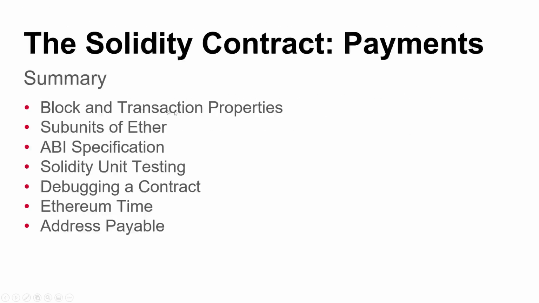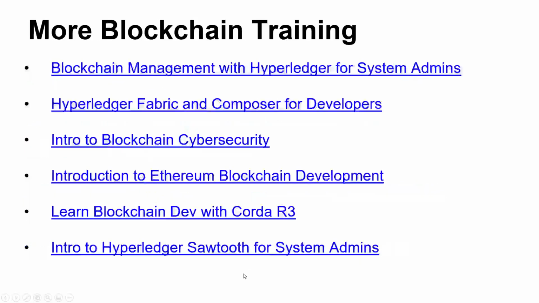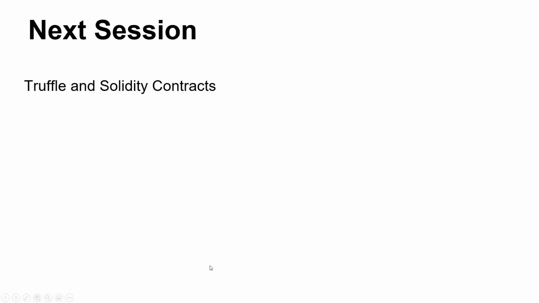And we just did the follow me. Here we talked about block and transaction properties, subunits of Ether, the ABI specification, a little bit about unit testing, a little bit about debugging, a little bit about Ethereum time, and making payments using addresses in Ethereum. Again, please consult these resources, and please look at these resources for more training. Next, we're going to look at Truffle.